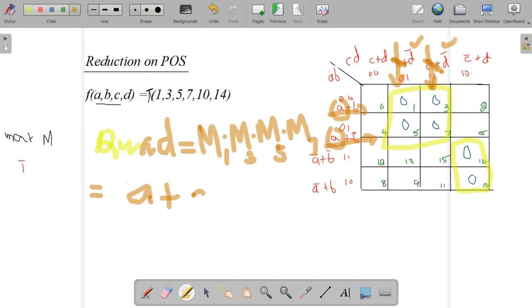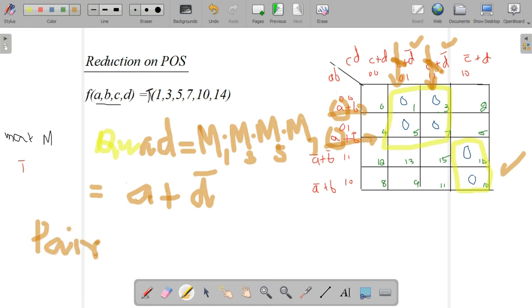Next D dash is common. Is it here in these 2 columns? D dash is common, so we can write A plus D dash. This is the answer for the chord 1. The next one, so the chord is over. What is the next one? Pair. So we have to write the pair.